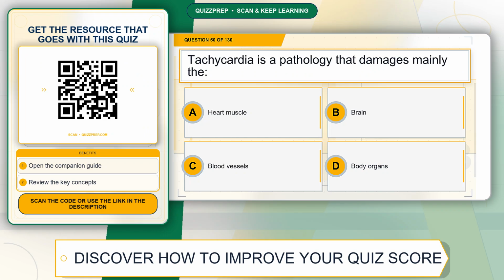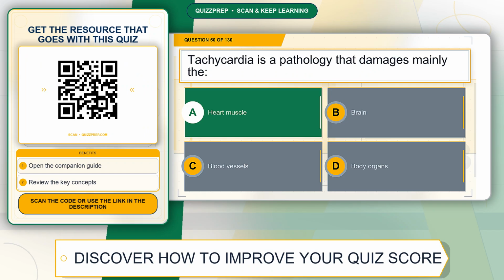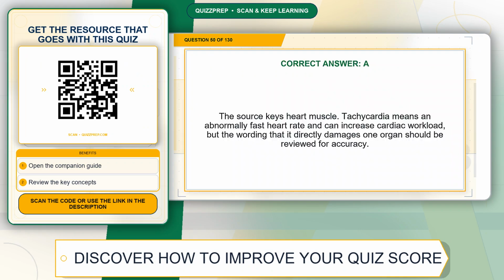Question 50. Tachycardia is a pathology that damages mainly the: Option A, heart muscle. Option B, brain. Option C, blood vessels. Option D, body organs. The correct answer is option A, heart muscle. Explanation. The source keys heart muscle. Tachycardia means an abnormally fast heart rate and can increase cardiac workload, but the wording that it directly damages one organ should be reviewed for accuracy.